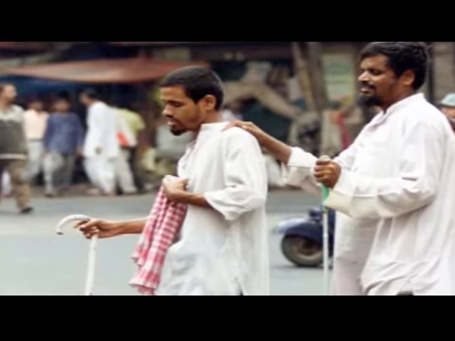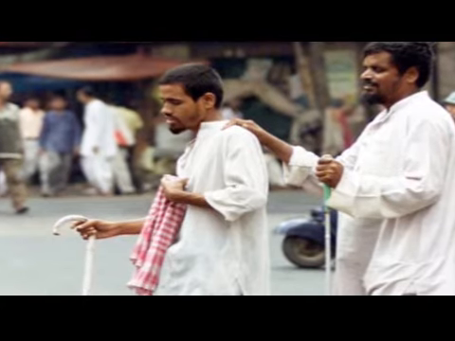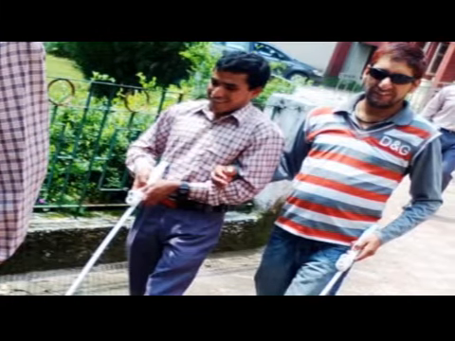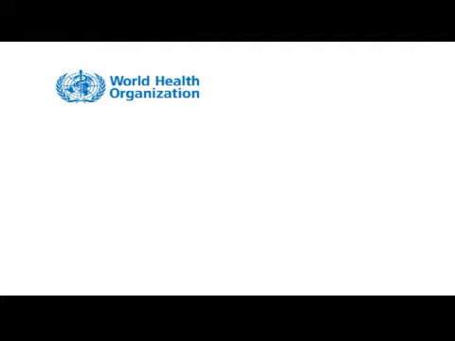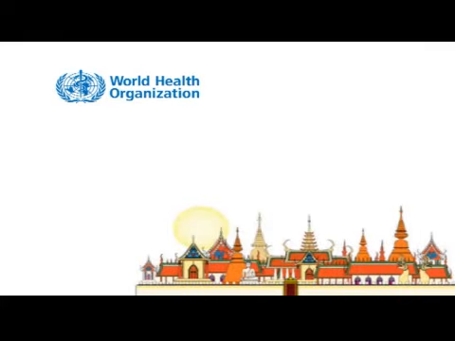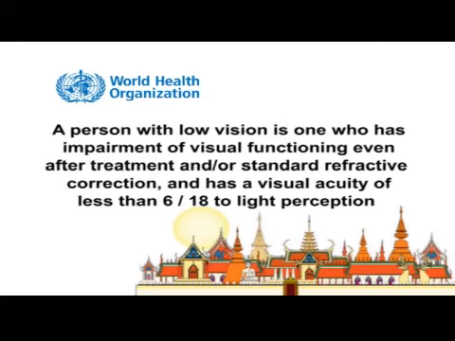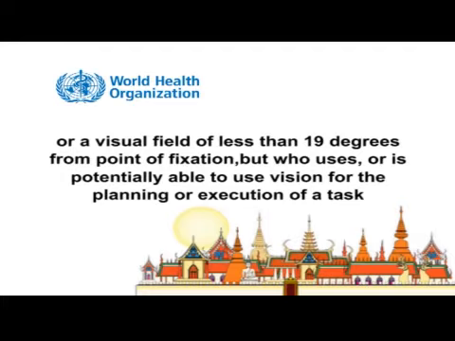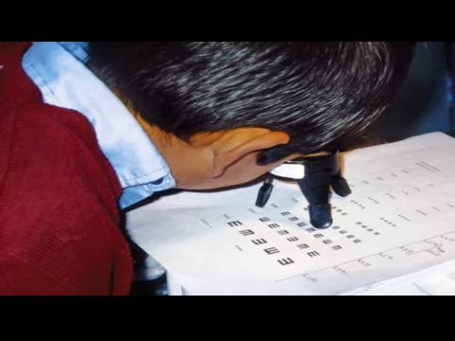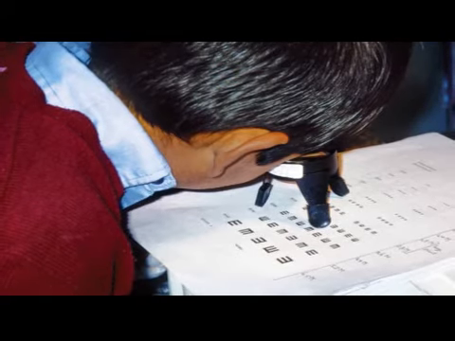Therefore, a more down-to-earth definition of blindness and a workable definition of low vision for the purpose of concessions and assistance are required. In a meeting of World Health Organization consultants held in Bangkok in July 1992, the following definition of low vision has been recommended. A person with low vision is one who has impairment of visual functioning even after treatment and/or standard refractive correction and has a visual acuity of less than 6/18 to light perception or a visual field of less than 10 degrees from point of fixation, but who uses or is potentially able to use vision for the planning or execution of a task. This definition is worth considering for adoption for purpose of rehabilitation of the partially blind.